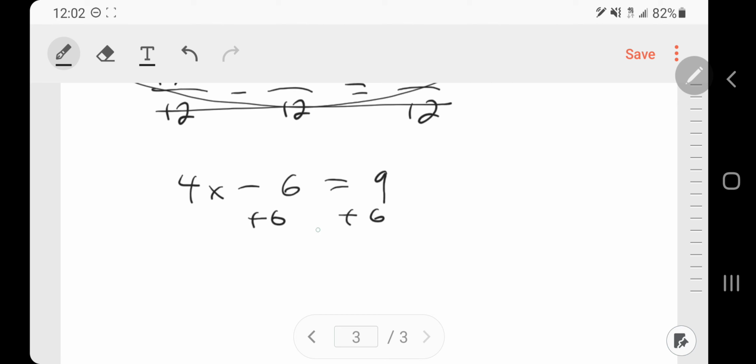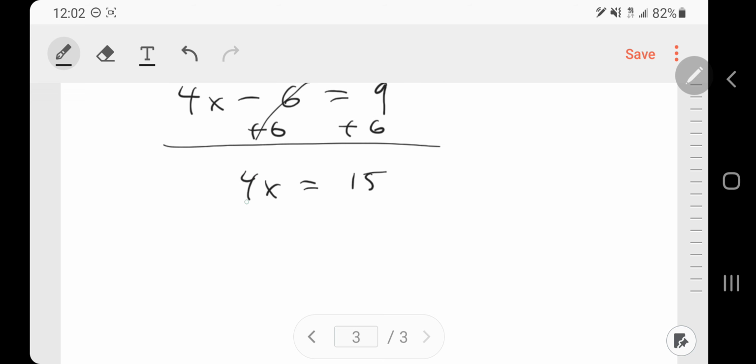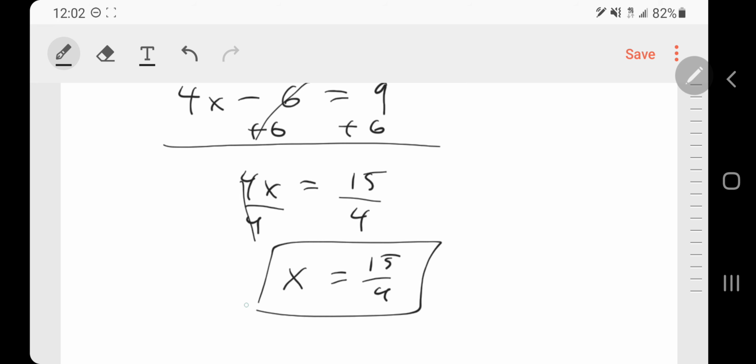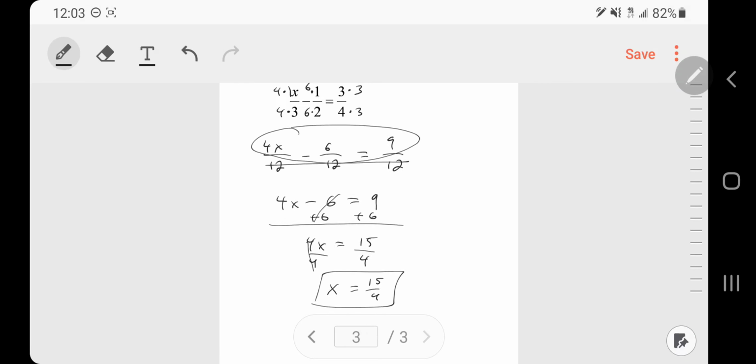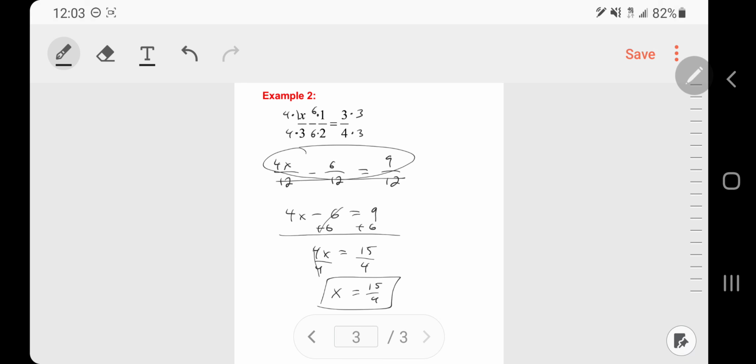Add 6 on both sides. Get 4x equals 15. And then I would divide by 4 on both sides, and you get x equals 15 over 4. So we get a fractional answer, which is okay. And that would be our final answer. You can leave that as a fraction. If you want, you can put it into a decimal, but preferably, even if it's an improper fraction, that's a correct answer.